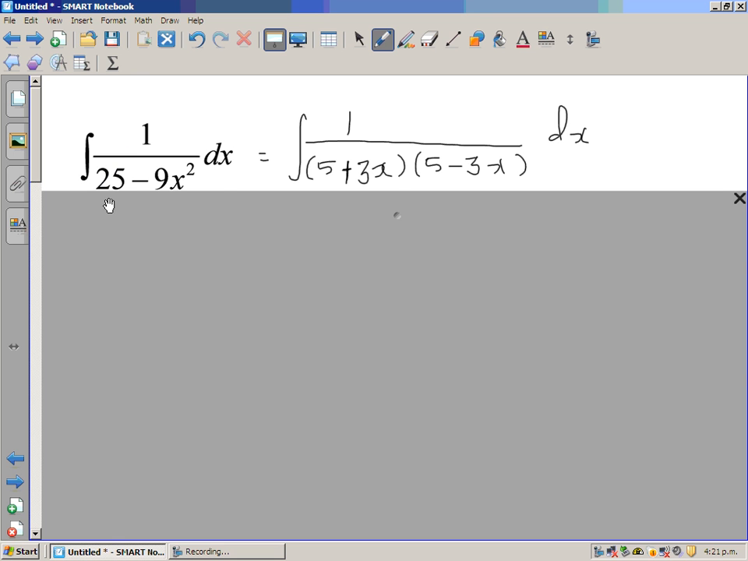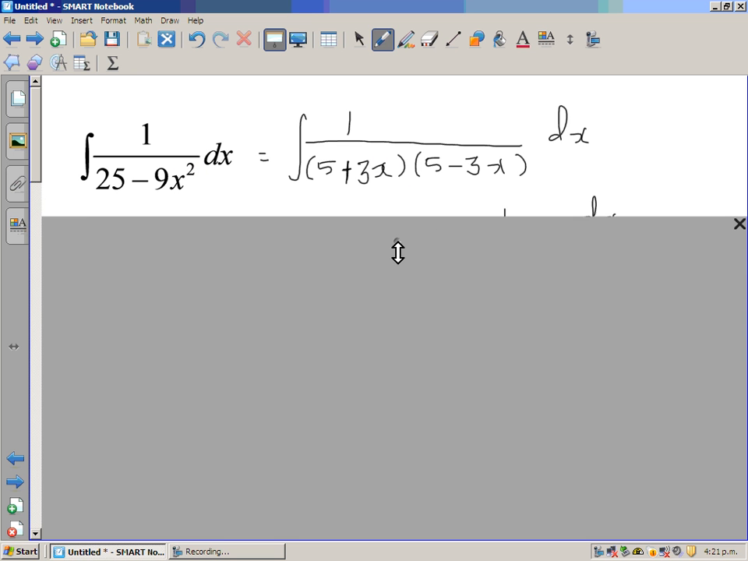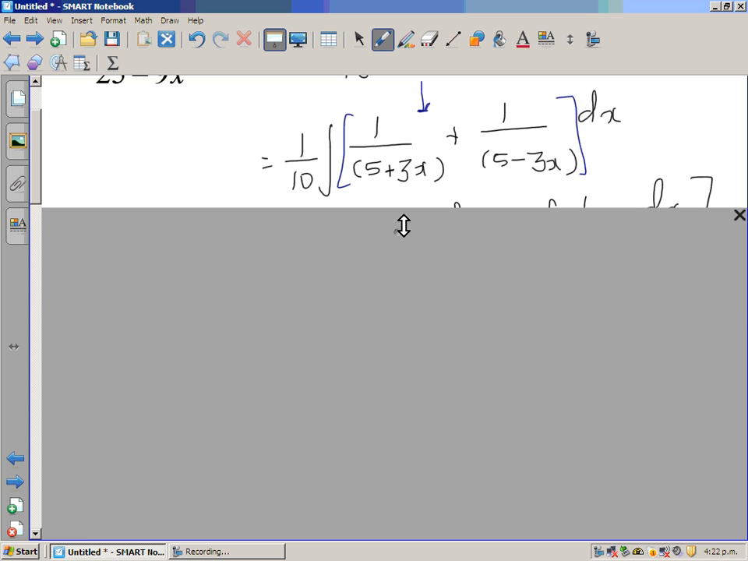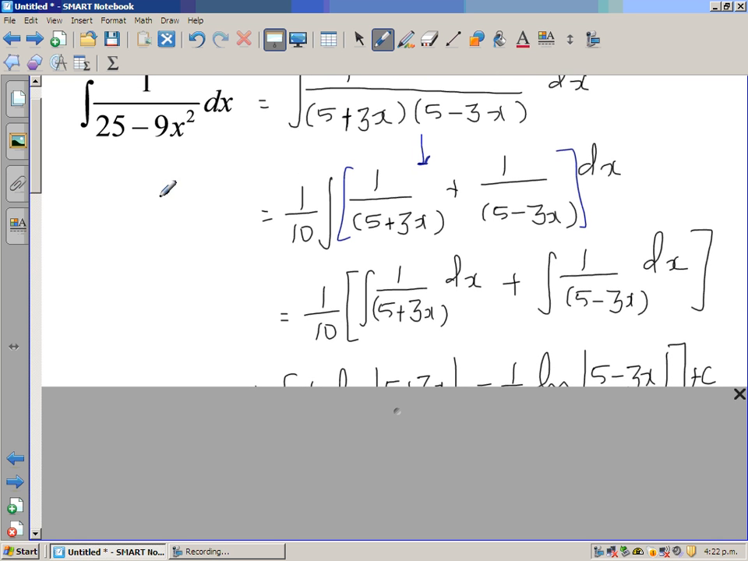Now we want to integrate 1 over 25 minus 9x squared. So I started with the same process, difference of two squares, which is 5 plus 3x times 5 minus 3x. Now if I want to write this as the addition of two fractions, the same thing will apply. Plus 3x and minus 3x get cancelled, and you'll have 10 sitting in the numerator. Now to counter that 10, I'll put 1 over 10, and you can factor 1 over 10 out. And you can also distribute the integration. So this is the integration of 1 over 5 plus 3x dx plus the integration of 1 over 5 minus 3x.